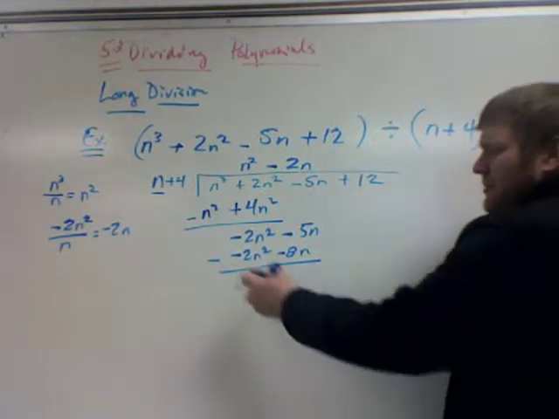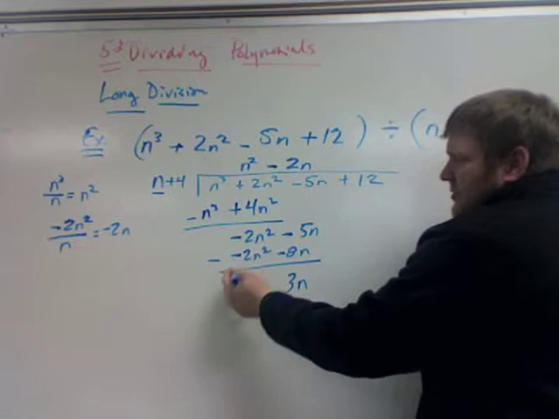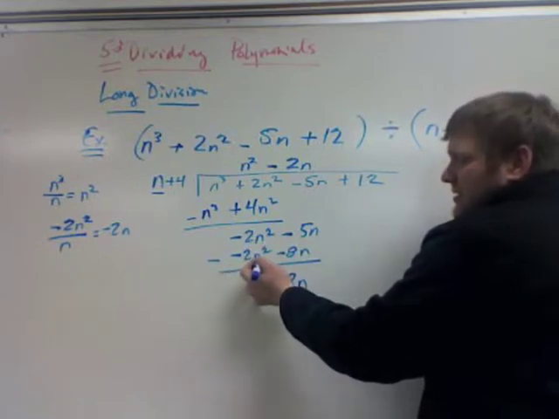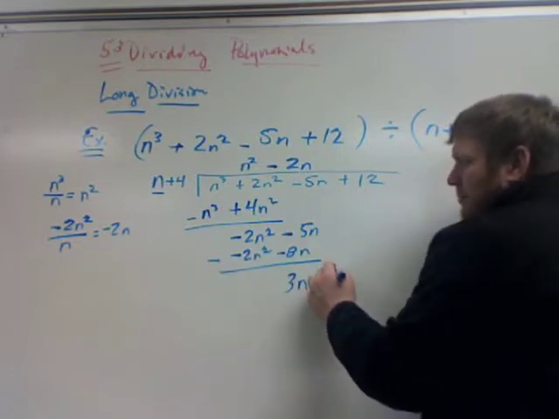8n actually becomes a plus 3n. This cancels out because a negative 2n squared plus a minus 2n squared is going to be canceling out. So that helps out a lot. Bring down the 12.